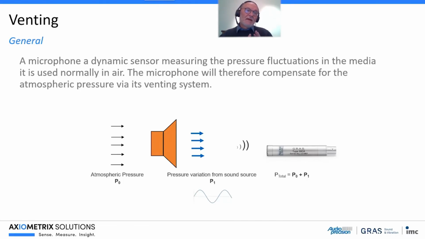Venting. A microphone is a dynamic sensor, as we started talking about, measuring the pressure fluctuation in the medium it is used in, which is normally air. The microphone will therefore compensate for the atmospheric pressure via its venting system. So via the venting system, we compensate for the atmospheric pressure, so we are only looking at the pressure variation from the source we are measuring.